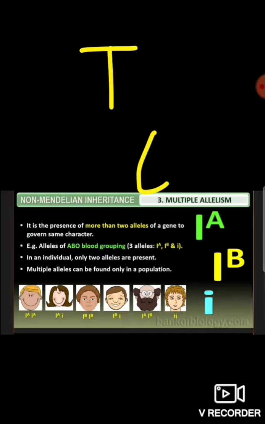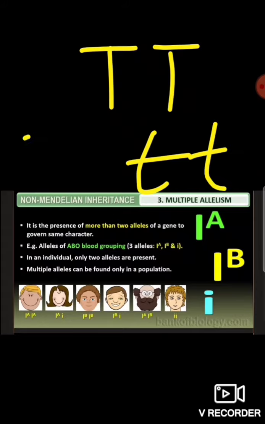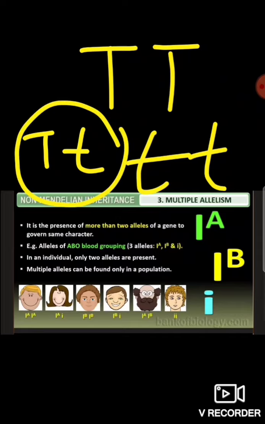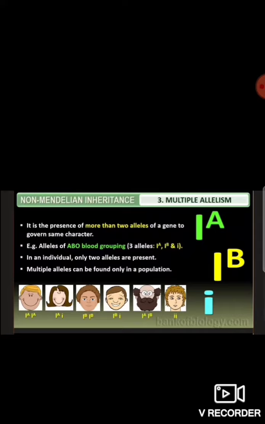tall allele or dwarf allele. So if it is capital T, tall; small t, dwarf; or it might be in the heterozygous condition. Like this it may be. So there will be two types of alleles for one character. If there are more than two alleles for a gene, for a character, then for the same character we call it multiple alleles.